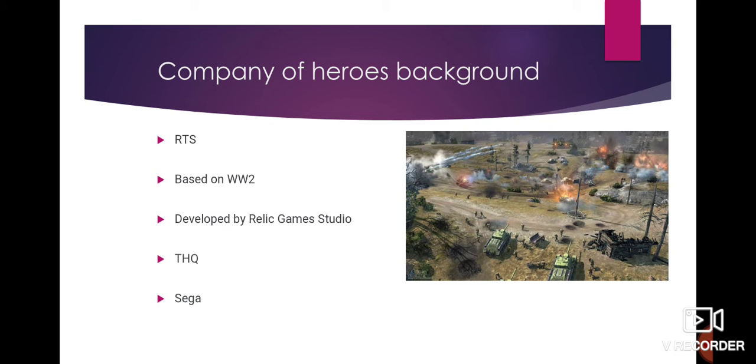So for the Company of Heroes background, Company of Heroes is an RTS, which means it's a real-time strategy game set during World War II. It is a Canadian video game. At the beginning, it was released on Windows, but nowadays we see it on other platforms such as Linux, iOS, and Android. It was designed by Josh Mosquera, who is an American game designer.